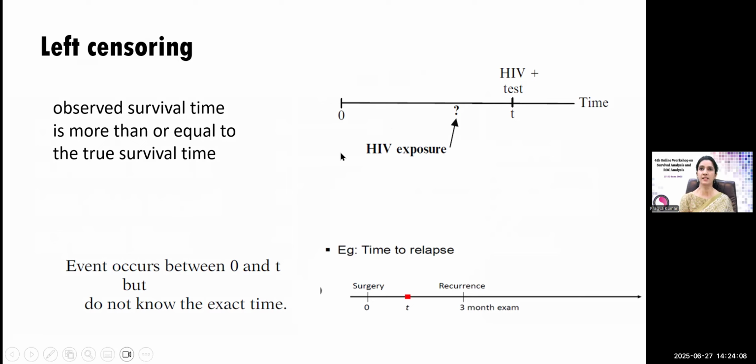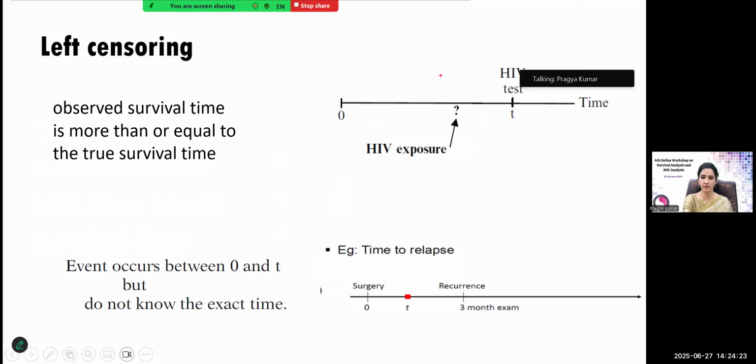So that's why in this case, your observed survival time will again be more than or equal to the true survival time. Because the observed survival time is whenever that person has come to you. You will observe this time. But it will be more than this, because he may have the exposure here, or he may have exposure anywhere between this and this. So in this case, your observed survival will always be more than or equal to the true survival.